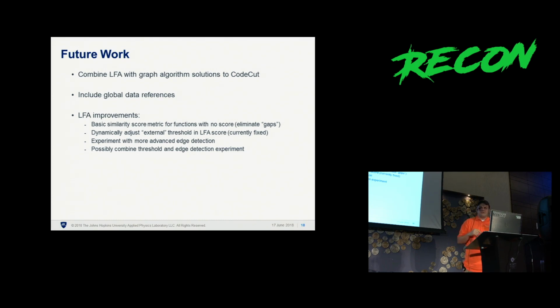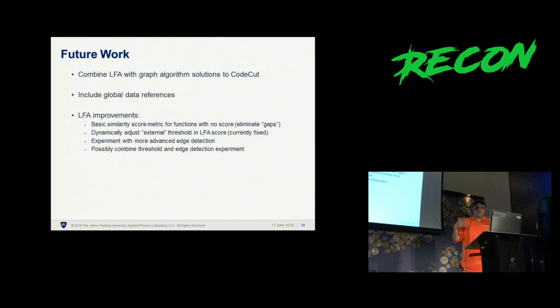Just in the score itself, I think there's a lot we can do. Right now, if the functions have no score at all, a quick thing we could do is look at a byte-wise similarity score. Is this function more like the functions before it or the functions after it?